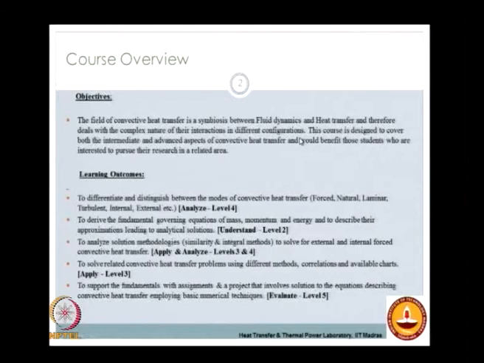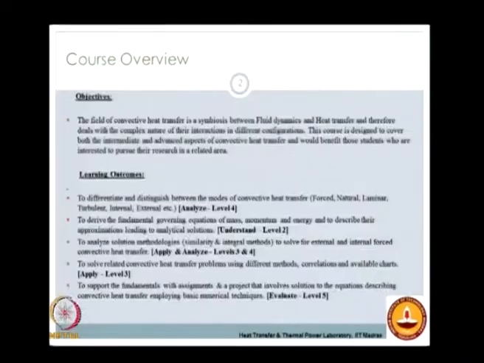In many cases the flow and heat transport are usually coupled, and typically if you are looking at, say, buoyancy driven flows, there the temperature or the energy equation is coupled to the momentum equations and so on. So there is a complex nature in the interactions between the momentum and the energy equations, which makes this course a lot more interesting and also more challenging to learn. And so this course would benefit those students who are particularly interested to pursue their research in a related area.